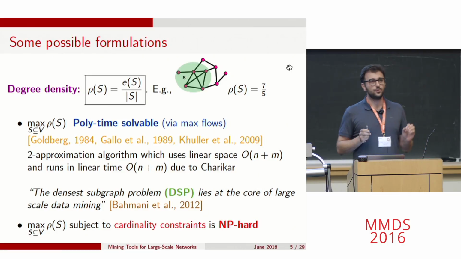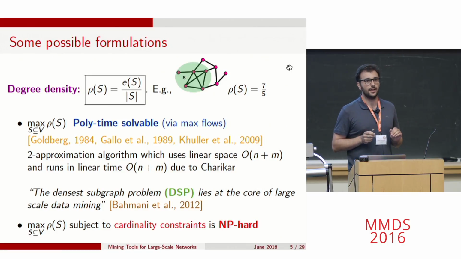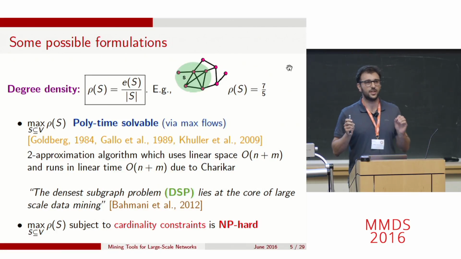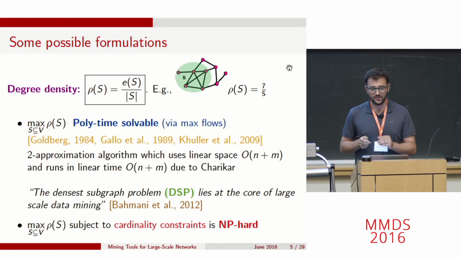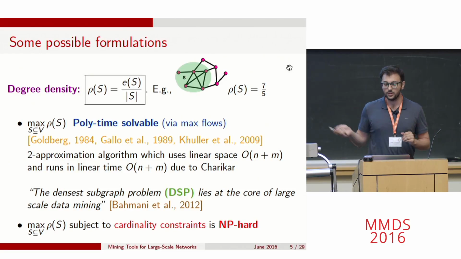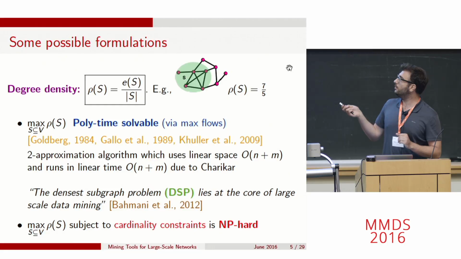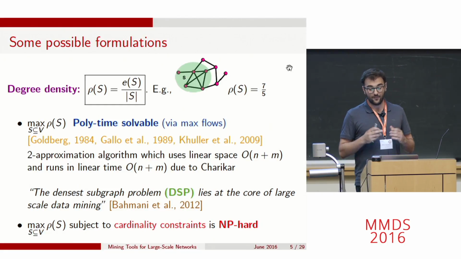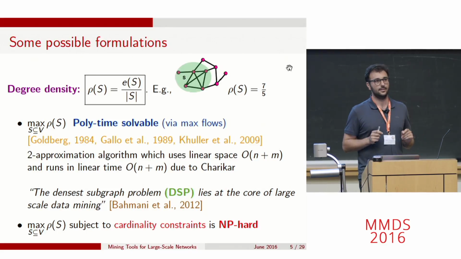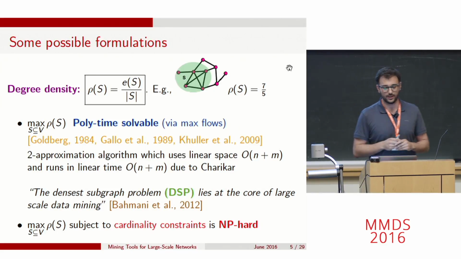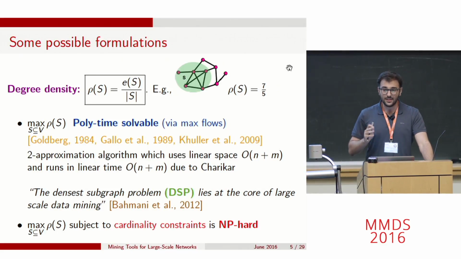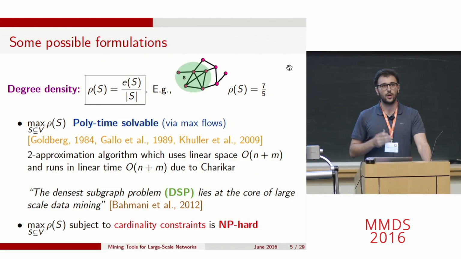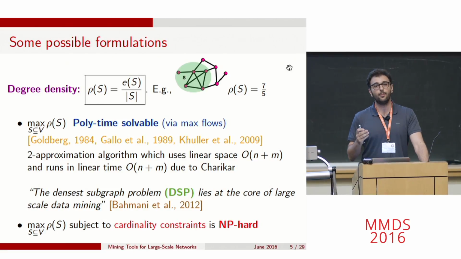It turns out that this objective can be solved in polynomial time. And this is known since, I would say, the 70s, and definitely since the early 80s. So there's a series of papers by Goldberg, Gallo, and Kuller who show efficient algorithms, exact optimization algorithms for this objective. Besides those exact algorithms, we have an efficient two-approximation algorithm.